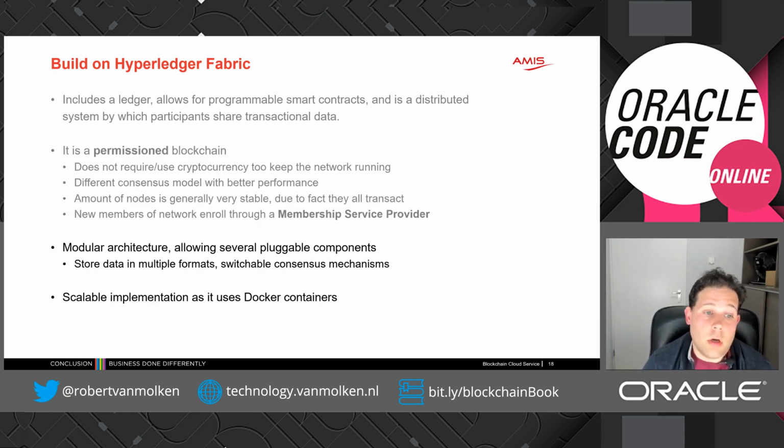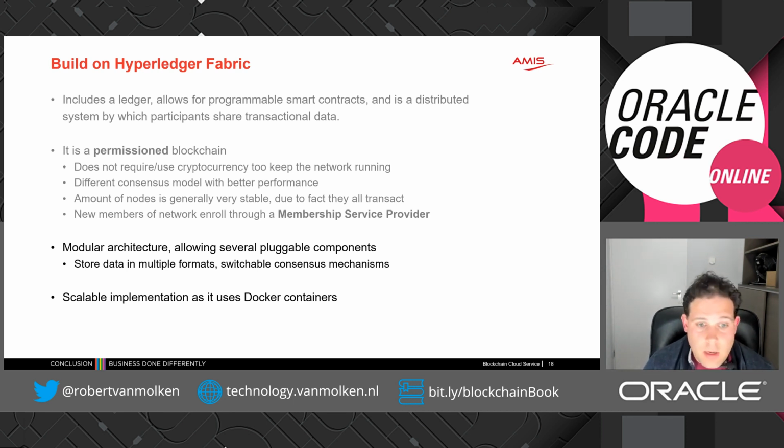Fabric uses a modular architecture, so it allows for several pluggable components. We can store data in multiple formats or different kinds of databases, and it has switchable consensus mechanisms. So maybe in the future we have better performing consensus methods or different ways, or maybe you want to have a stricter consensus method. Fabric allows for that. It's on the platform provider to use those functionalities.